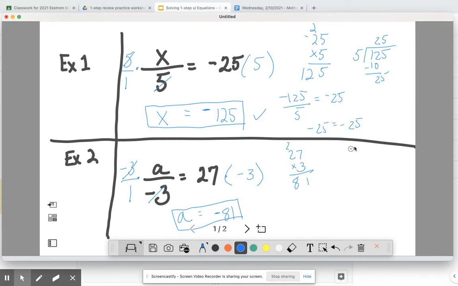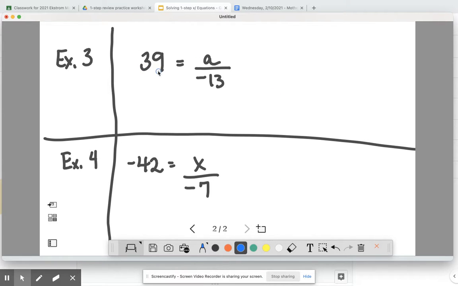Okay, let's check that. Negative 81 divided by negative 3, does it give us positive 27? Well, I know negative divided by negative is going to give me positive. We want it to equal 27. So 81 divided by 3, that's going to give me a 6, 2, 1, yep, 27. Positive 27, that's correct. So that's the correct solution right here. Remember, you can always stop and rewatch these.